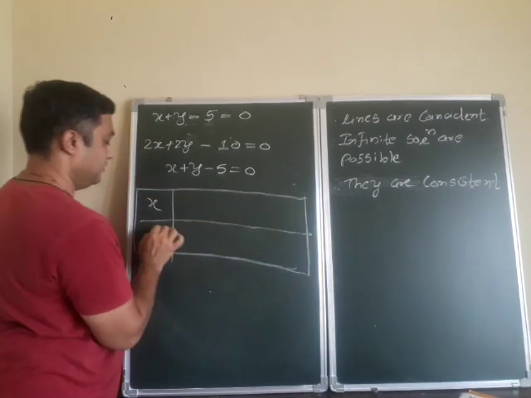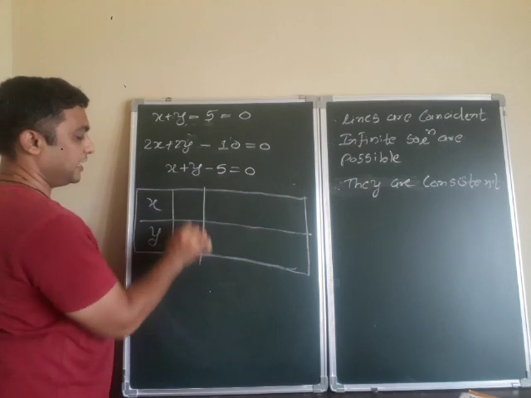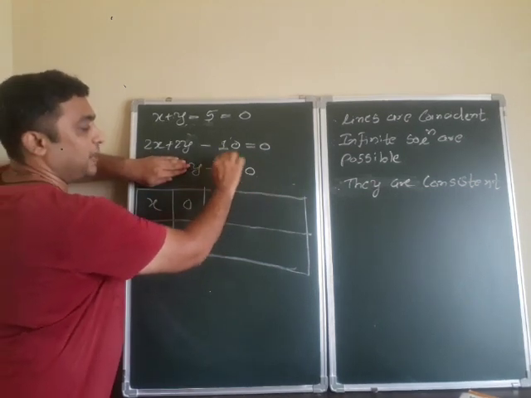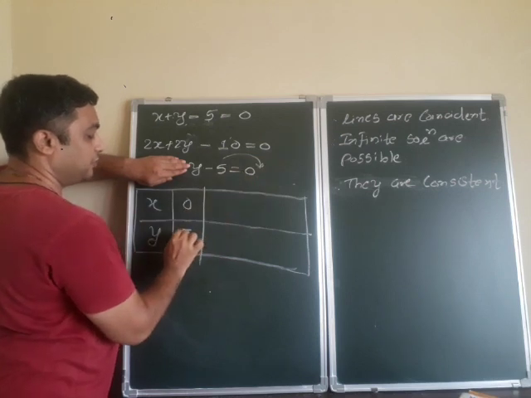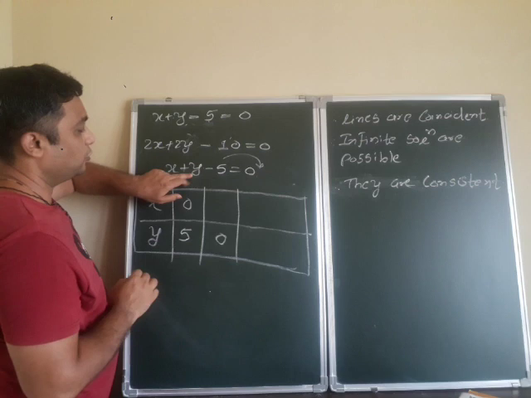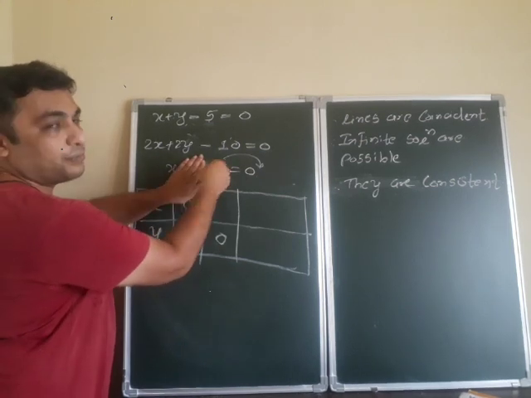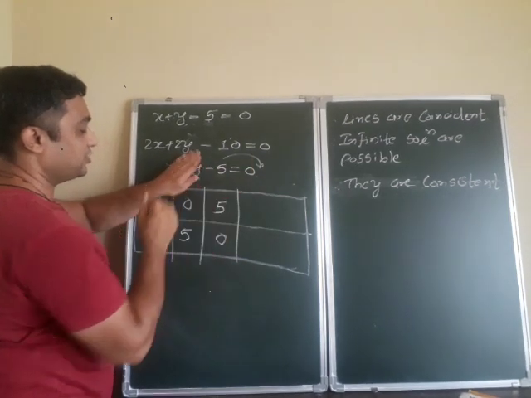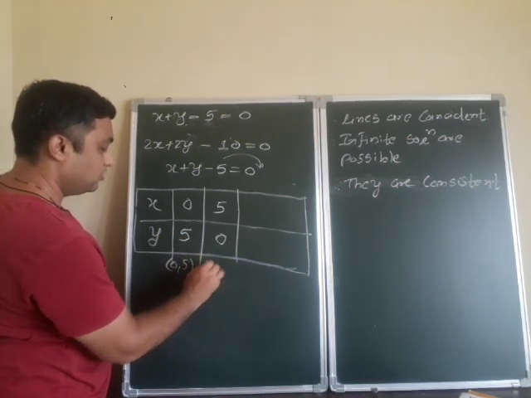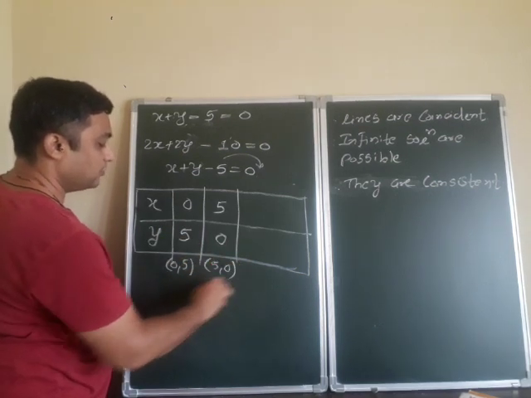x and y. Fine. x is 0. Substitute 0. So y minus 5 is equal to 0. Now minus 5 on this side, so it becomes plus 5. So y is 5. Now say y is equal to 0. Suppose y is 0. So x minus 5 is 0. Minus 5 on this side, so it's a plus 5. So 2 points I have. First point is 0, 5 and second point is 5, 0. Clear?